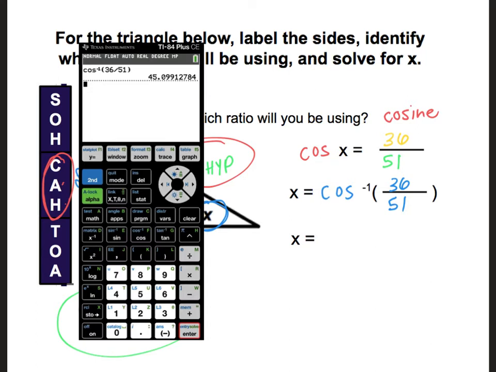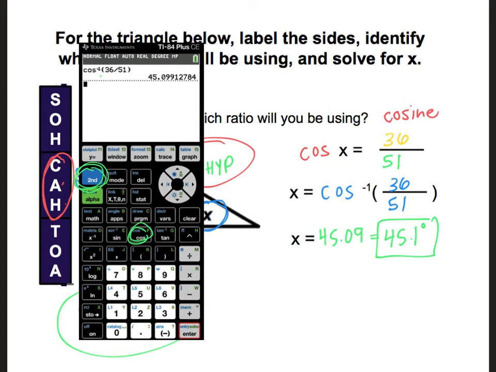So for this one, we have 45.09. That 9 tells me I round up, so we're going to have 45.1, and it's degrees. So you can add the degree sign if you want, but you don't have to. Again, to get your little -1, you're going to hit the second button, and then hit sine, cosine, or tangent, whichever one you're using. So we did second cosine to get our inverse.